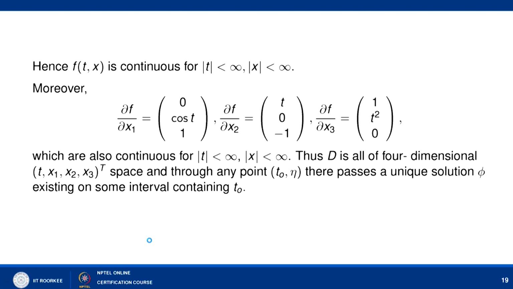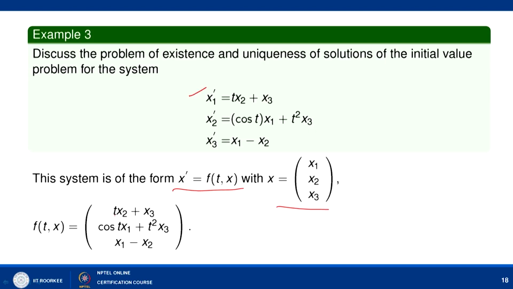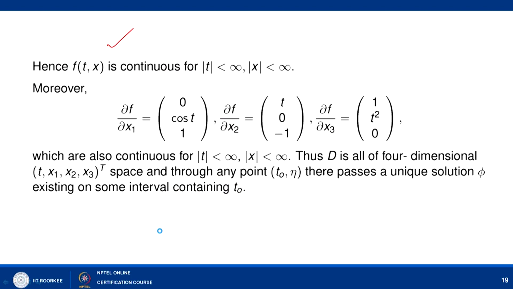So, here if you look at f(t, x), it is continuous, as each component is continuous basically. So, t x2 plus x3 is continuous, cos t x1 plus t square x3 is continuous, x1 minus x2 is continuous. So, each component is continuous. So, we can say that f is continuous for all t such that modulus of t is less than infinity, and for all x such that modulus of x is less than infinity.